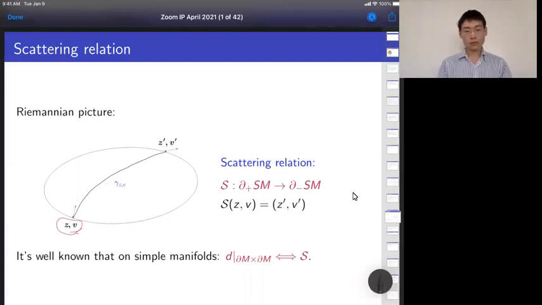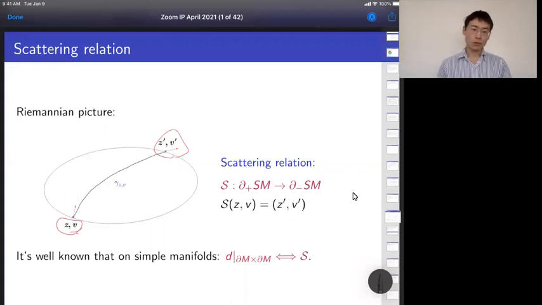Then it induces a geodesic going through the manifold. So assume that the manifold is non-trapping. Then it will exit the manifold at another point and in the direction V prime here. Then this correspondence sends this vector V to the V prime. It determines a so-called scattering relation for this metric.